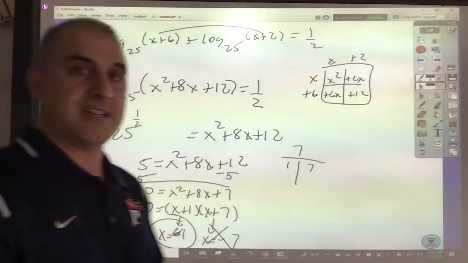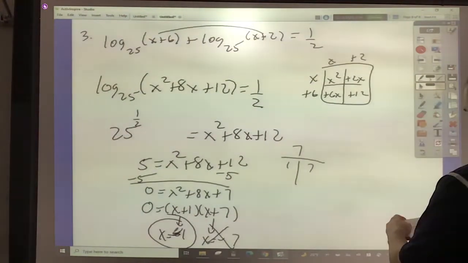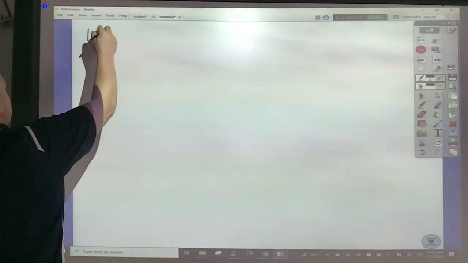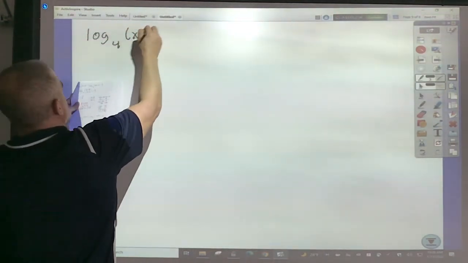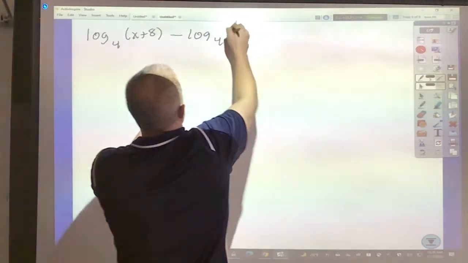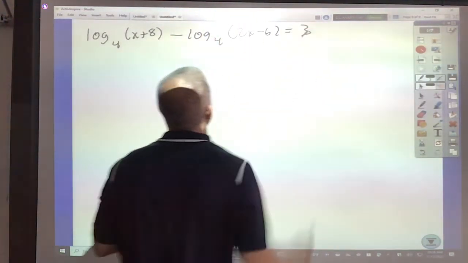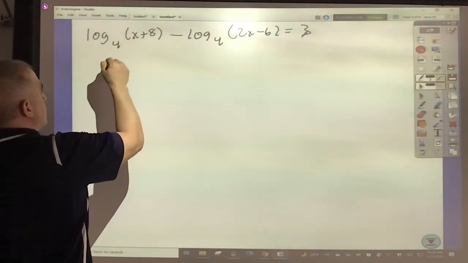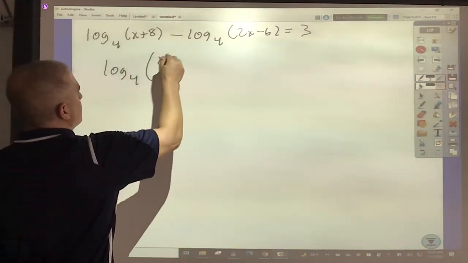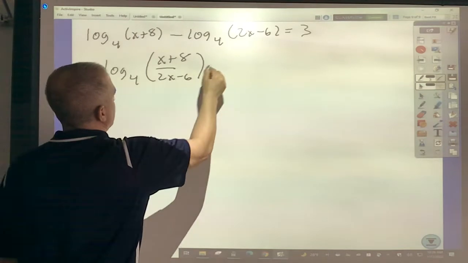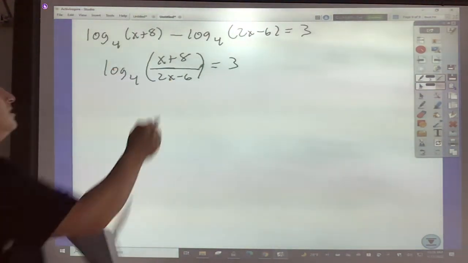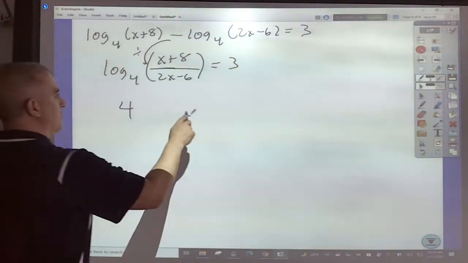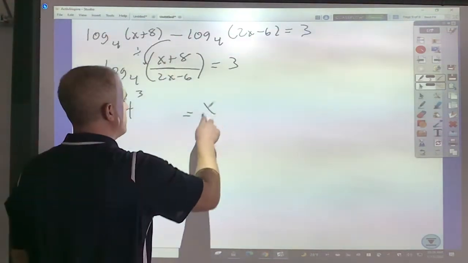Okay, there's some you can practice with your notes. All right, I want to go over a subtraction one. I got log base 4 of x plus 8 minus log base 4 of 2x minus 6 equals 3. Now the subtraction is a little bit different. That is going to turn into division. So that's going to be log base 4 of (x plus 8) over (2x minus 6) equals 3. So remember, subtraction turns into division. Now, the inverse function would be that, the 3 would come over. All you got to do is move this like this.